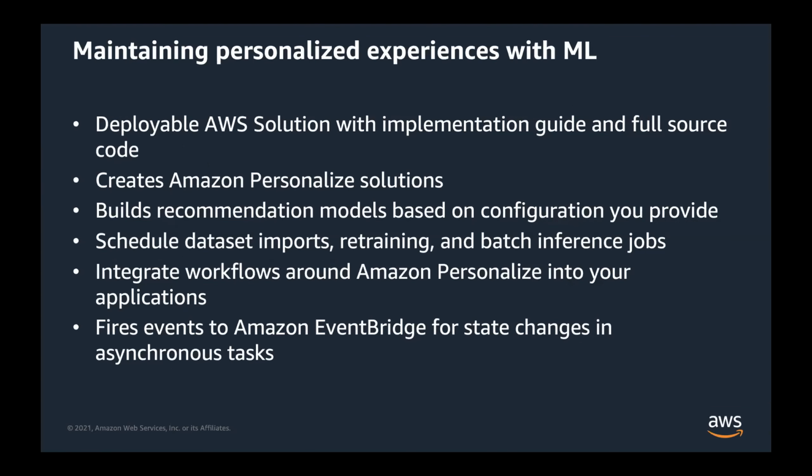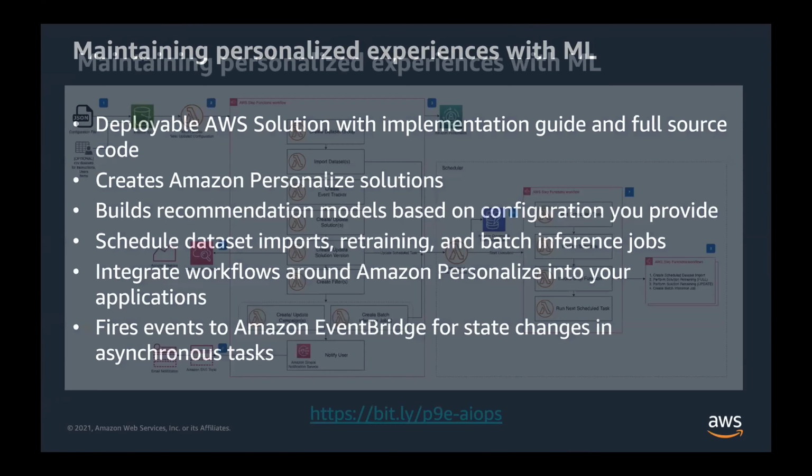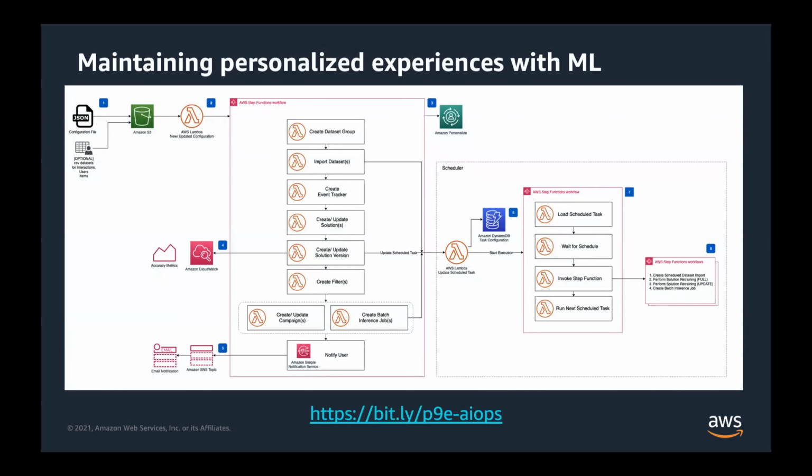The Maintaining Personalized Experiences with ML is that AIOps solution I mentioned. It automates all of those asynchronous processes that are involved with importing your data, training models, updating campaigns, and batch inference. This really offloads a lot of that operational burden. This is just an architecture diagram of that solution. It uses AWS Step Functions to perform each of those steps. It also integrates with EventBridge and is able to notify you through outbound EventBridge events, so you can tie the steps that are going on in this solution with the rest of your architecture.